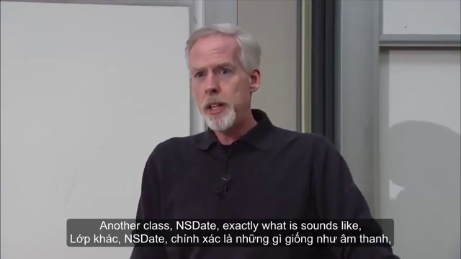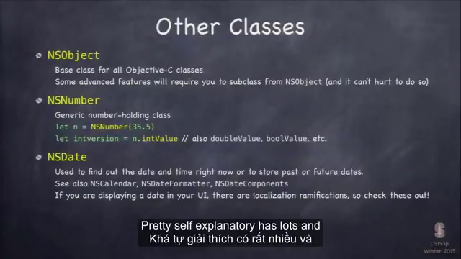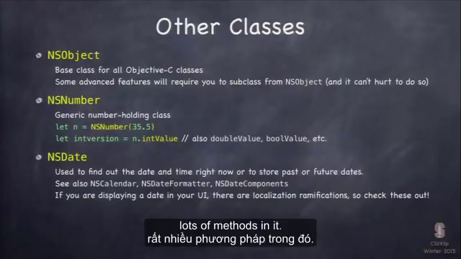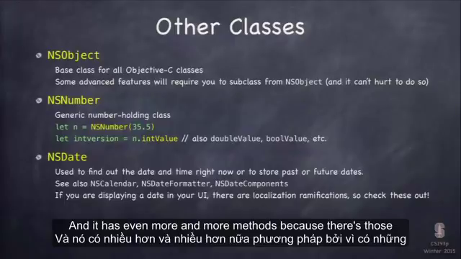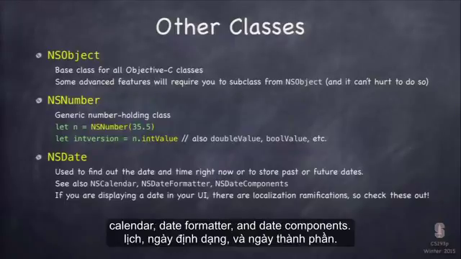Now the class NSDate is exactly what it sounds like: it stores a date, and lets you get the current date and time too. Pretty self-explanatory, it has lots and lots of methods in it. And it has even more methods because there are those three other classes mentioned here: Calendar, DateFormatter, and DateComponents.